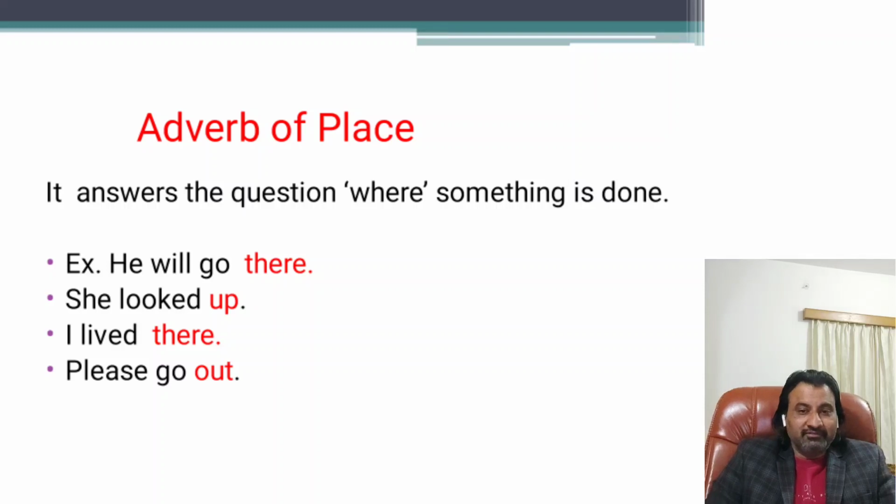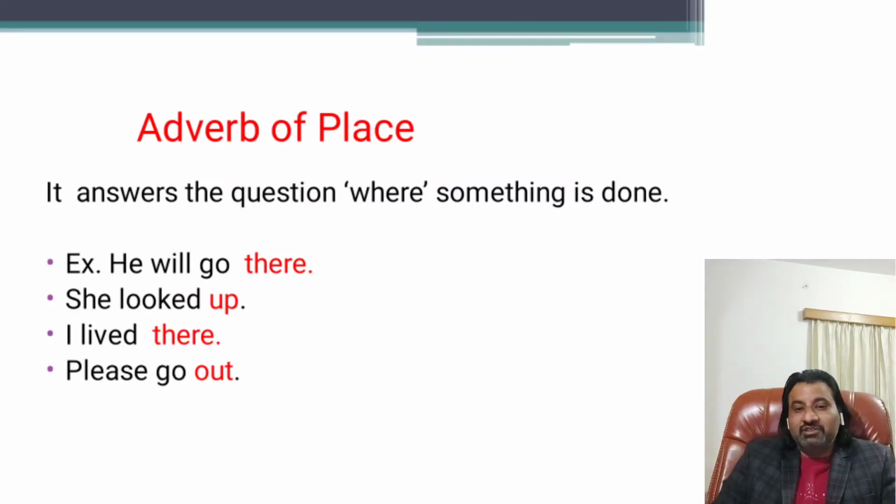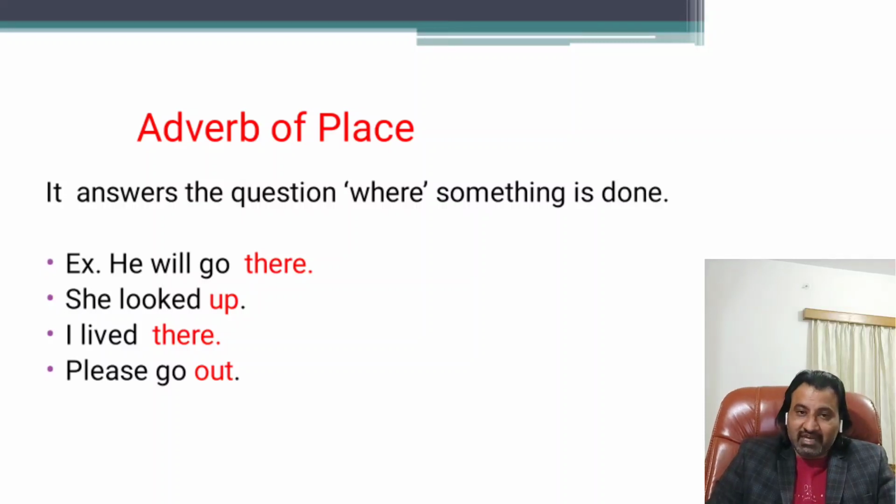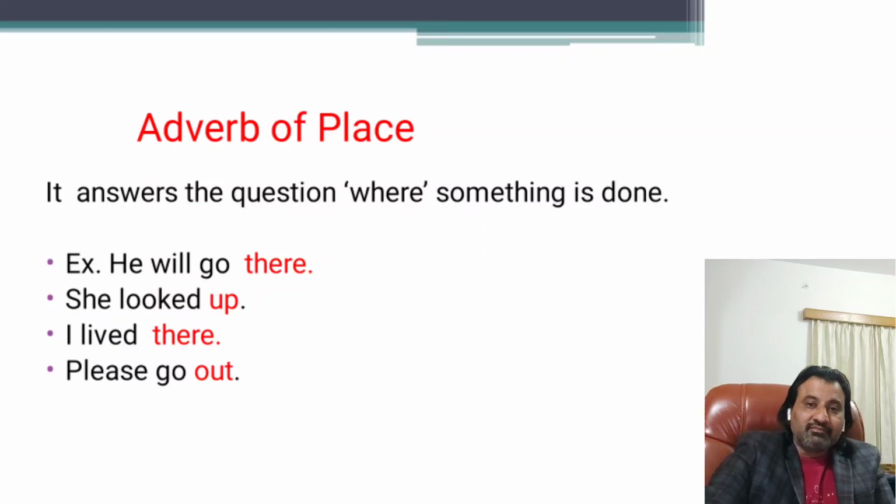He will go there. Where will he go? There. She looked up. Where did she look? She looked up. I lived there. Where did I live? I lived there. So these words are examples of adverb of place.